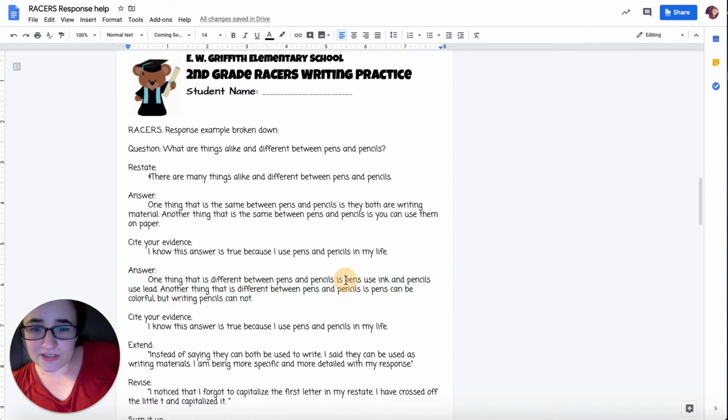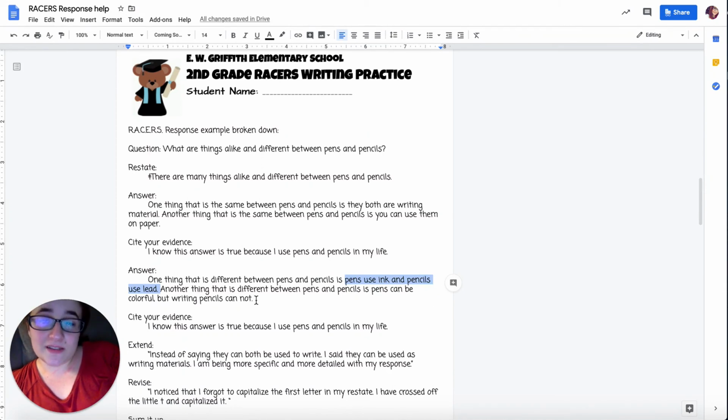I'd like to draw attention to this part where it says pens use ink and pencils use lead. We want to be very specific when we're giving our answers. We don't want to just say one thing that's different between pens and pencils is they write differently, because then as the teacher, I'm going to say, what do you mean they write differently? Give me an example. Tell me more. So we want to be very specific and say pens use ink and pencils use lead. Another thing that is different between pens and pencils is pens can be colorful, but writing pencils cannot.